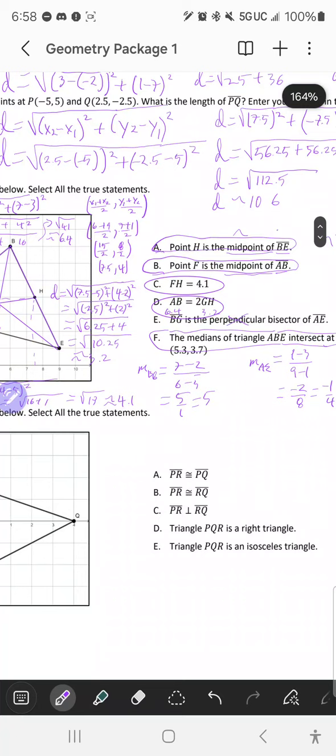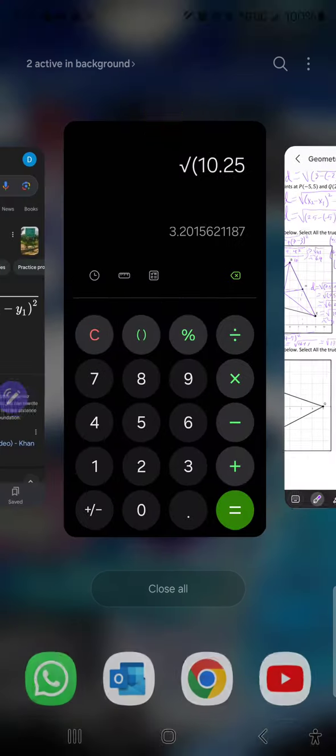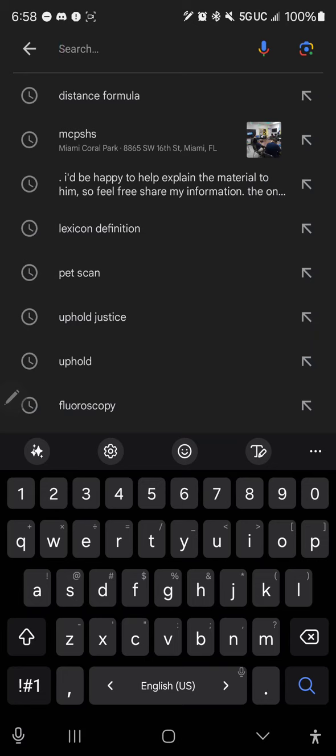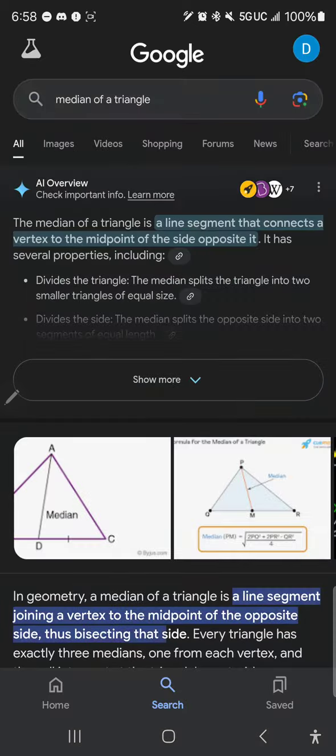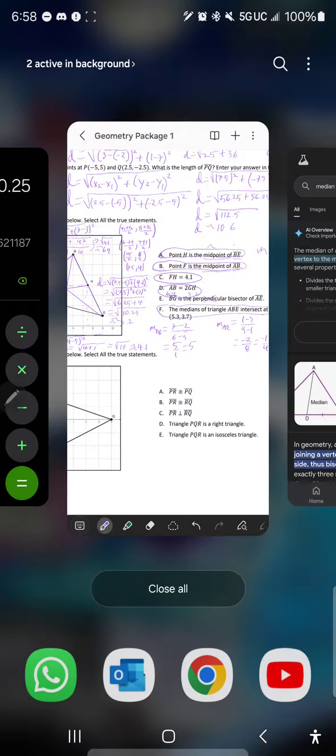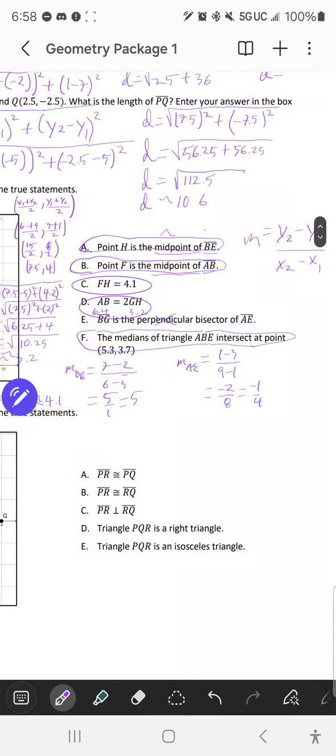So one more thing, I'm going to check that I remember the medians of the triangle right. So I'm going to look up median of a triangle. And yes, it is the segment that connects the vertex to the midpoint of the opposite side. So yes, this here is true. And the only false is going to be E.